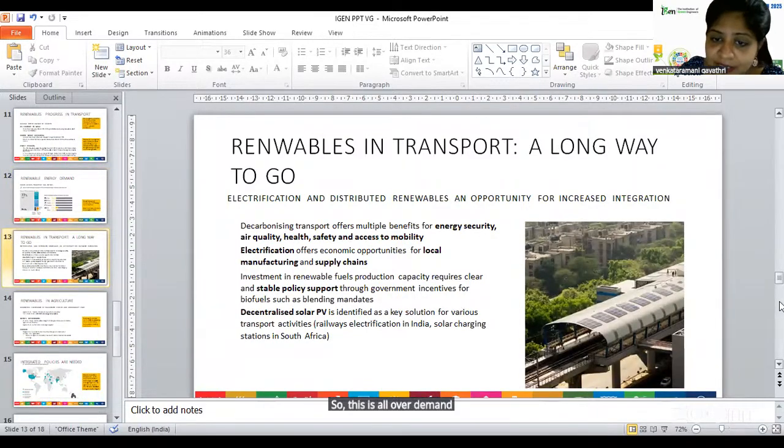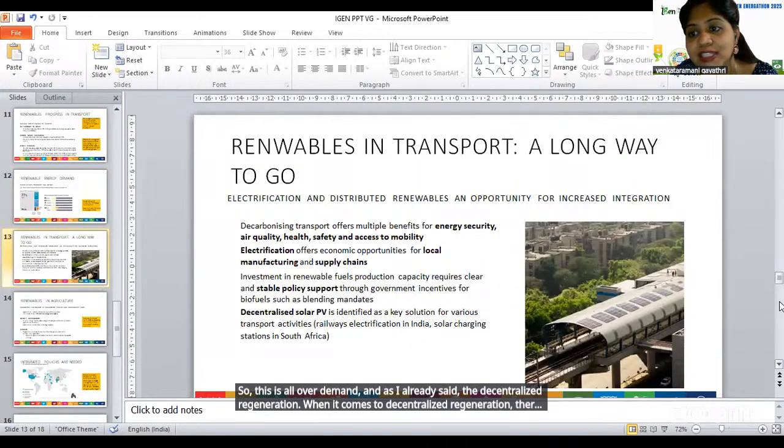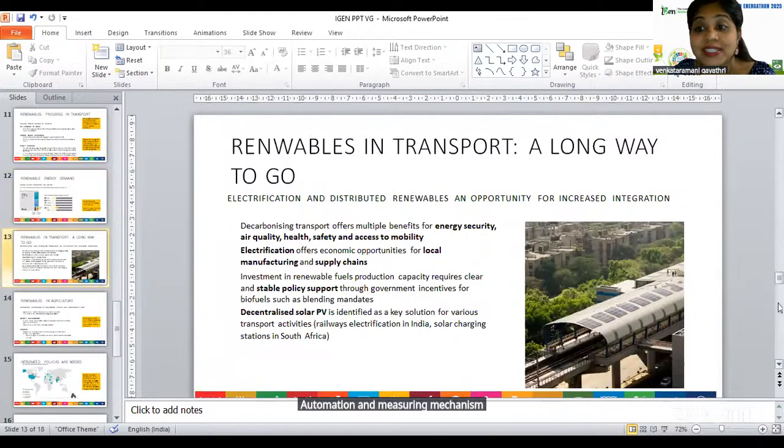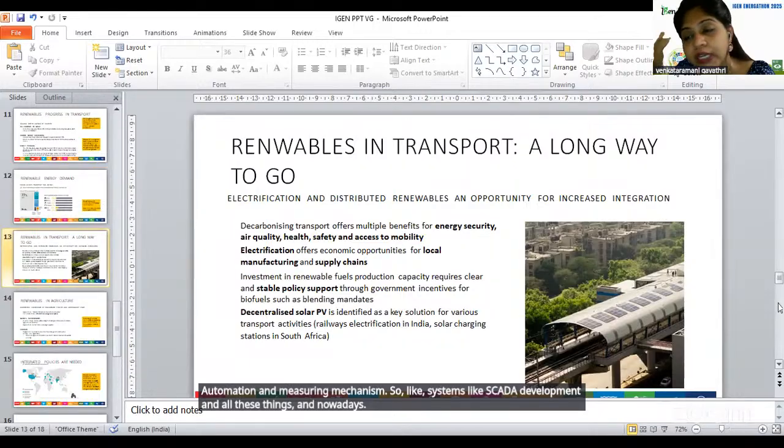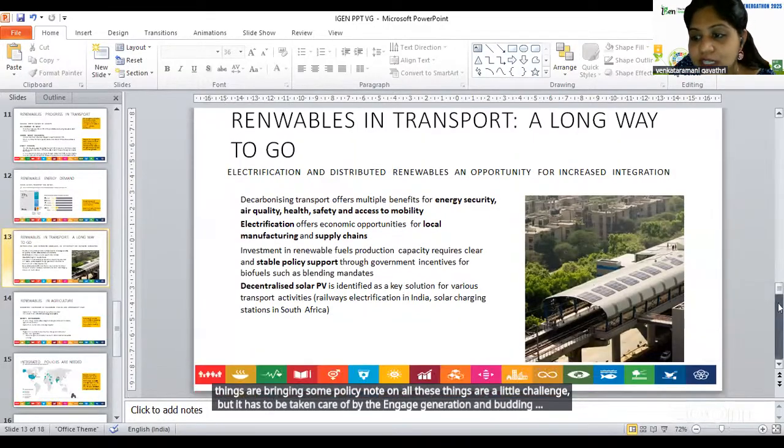And as I already said, when it comes to decentralized generation, there are two major challenges where policy has to be taken care of. One is energy storage, and second is developing a proper control, automation, and measuring mechanism, like systems such as SCADA development and all these things. And nowadays people have gone for IoT integrated sensors and measuring units and AI algorithms and predictive mechanisms. So bringing some policy note on all these things is a little challenging, but it has to be taken care of by the younger generation and budding engineers who are still working in this arena.